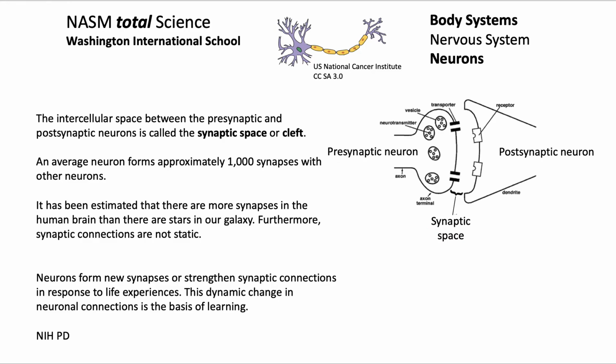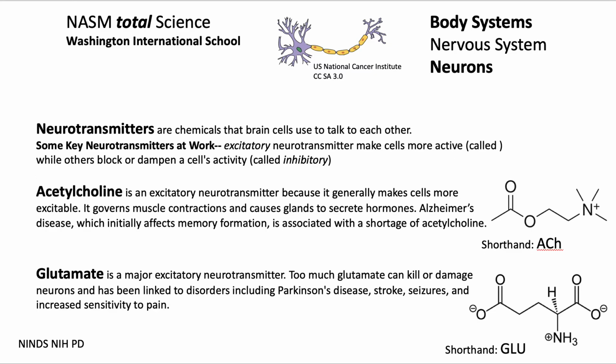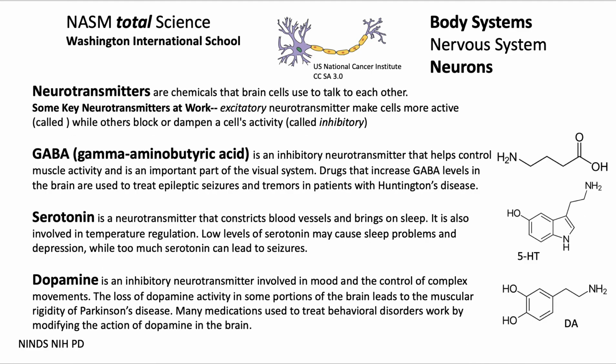And the synaptic space, and a neuron will have hundreds of synapses with other neurons. So possible neurotransmitters: excitatory neurotransmitters make cells more active, while inhibitory ones dampen a cell's activity. So the excitatory ones are acetylcholine and glutamate. The inhibitory ones, gamma aminobutyric acid, serotonin, and dopamine.